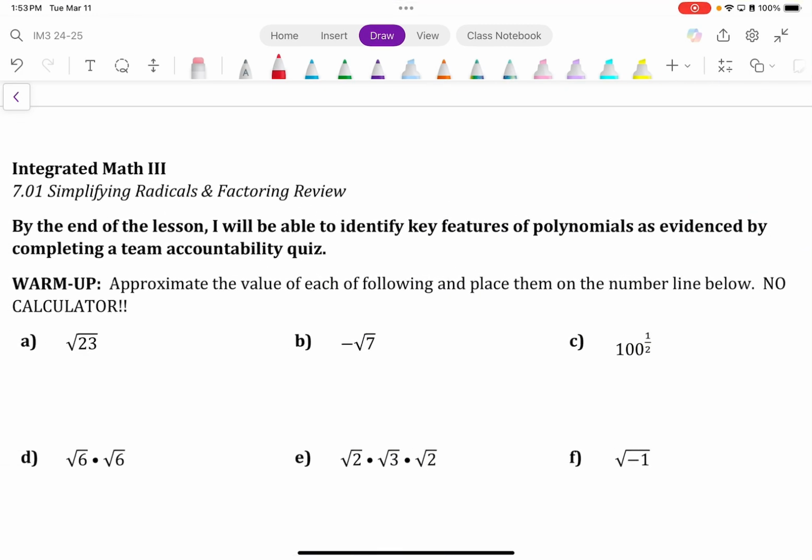I'm going to have Brandon, if you could please read nice and clear where it says warm-up.